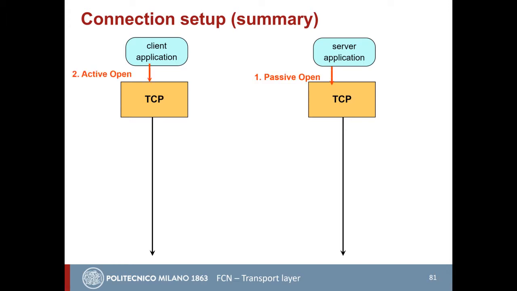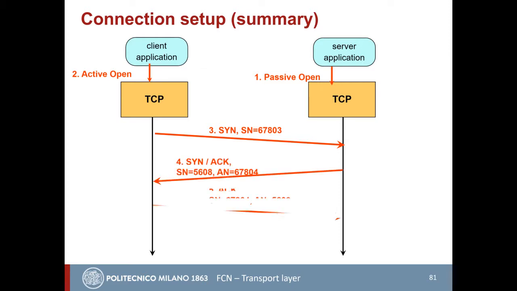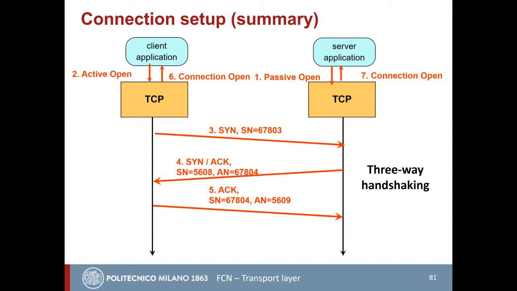So this is basically the summary. You have the passive open first on the server side, then the active open, then the SYN message, SYN ACK, and then the final ACK. Since this procedure requires the exchange of 3 segments before the connection is confirmed to be open, it is called three-way handshaking.